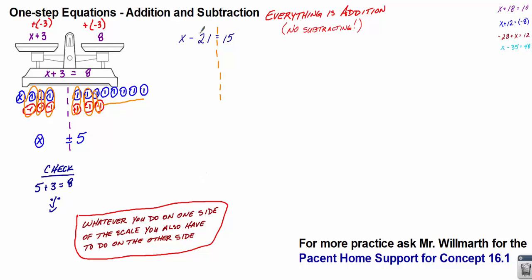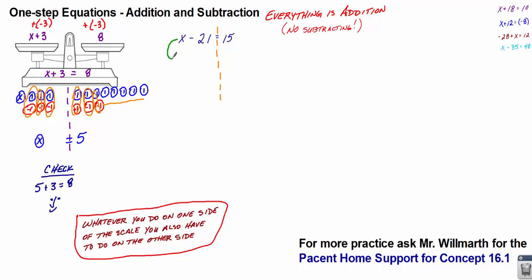That dashed line reminds us that whatever we're doing on one side, we have to do on the other. The next step is go back to what we did here on the scale. We had 3. How do you get rid of 3? You add the opposite. Well, here we've got a subtraction problem. Remember our rule about everything has to be addition? Our first step on this problem is we're going to rewrite it as addition.